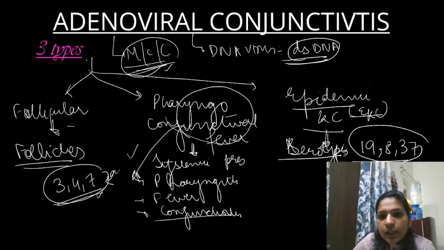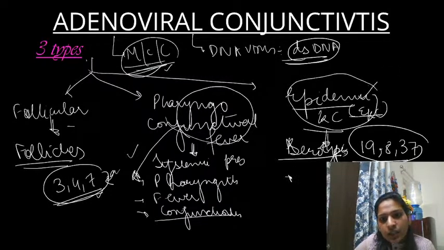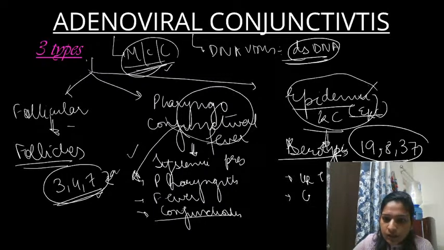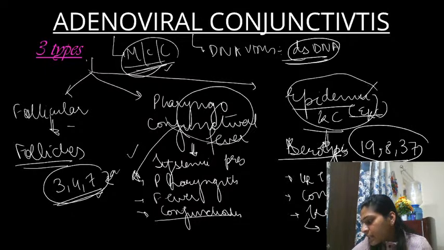As is evident from the name, it is more severe than pharyngoconjunctival fever. In this, the patient will have URTI, conjunctivitis, and also keratitis. In keratitis, the patient will have subepithelial infiltrates. Yes, Krish, you are right, 8, 19 along with 37.